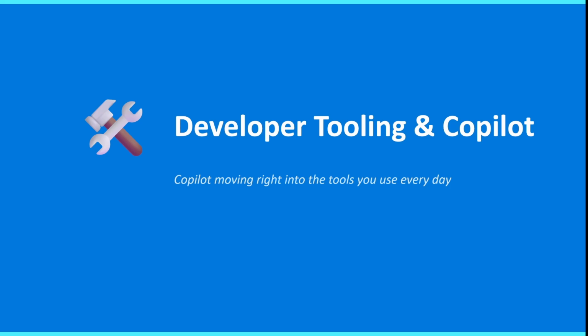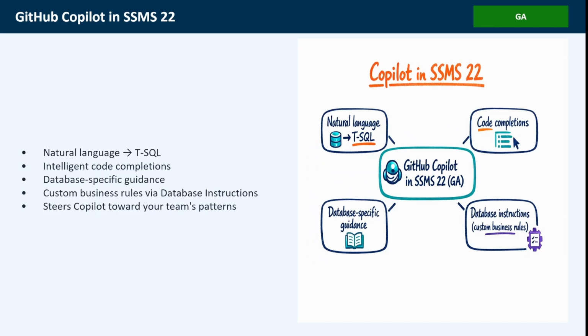Now, if agents are becoming normal, the next thing I think is where do I actually use them? And it's clearly inside database tooling. GitHub Copilot in SSMS (SQL Server Management Studio) 22 is GA. The big deal is natural language to T-SQL plus code completions. Now I also get database-specific guidance and I can apply custom business rules using database instructions, so I can steer it toward my team's pattern.